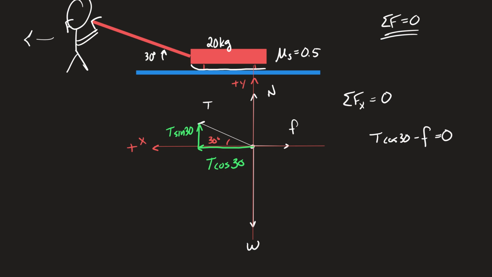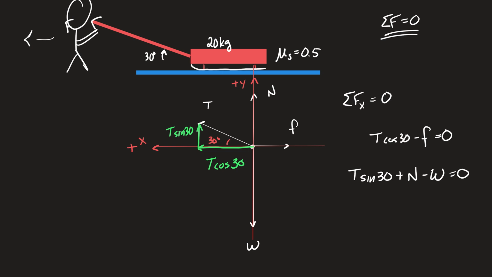How many forces do you see in the y direction? 3. I see 3. I heard somebody say 2 a minute ago, but I see 1, 2, 3. So the ones that point up, make them positive. T sine 30 plus normal minus weight equals 0. Oh, what am I doing? Not T cosine 30. Weight.